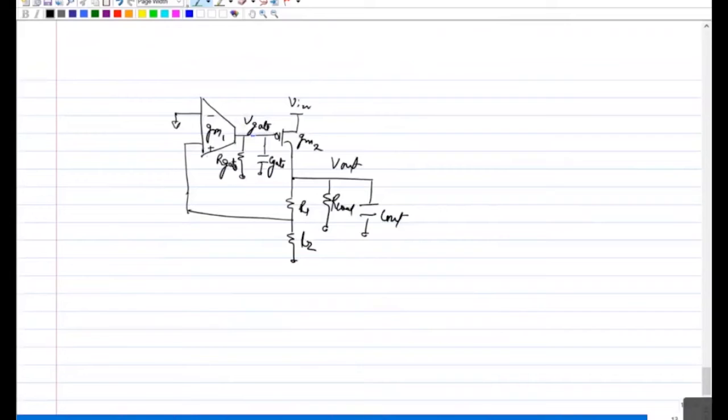So in the Miller compensation, your cap will be connected between gate and drain. So in that case, you can't do anything. Then the effective cap will appear with respect to ground. Let me change the color. So CC.